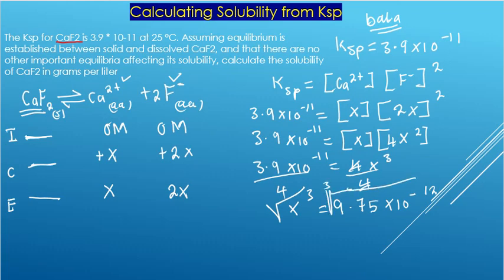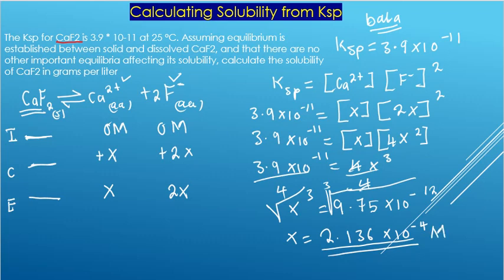Our cube root. So our x is equal to, okay, let me try to calculate this. Okay, so we're getting our answer to be 2.1, this is supposed to be 3.6 multiplied by 10 to the power negative 4 molar.